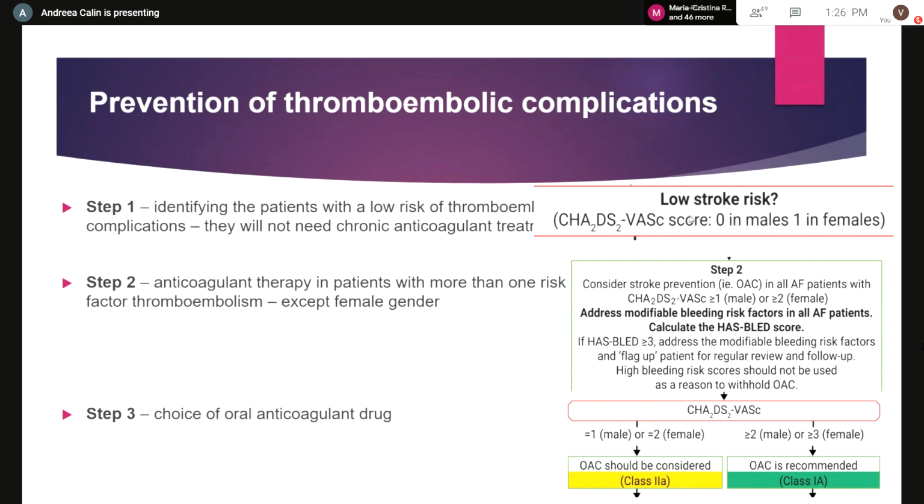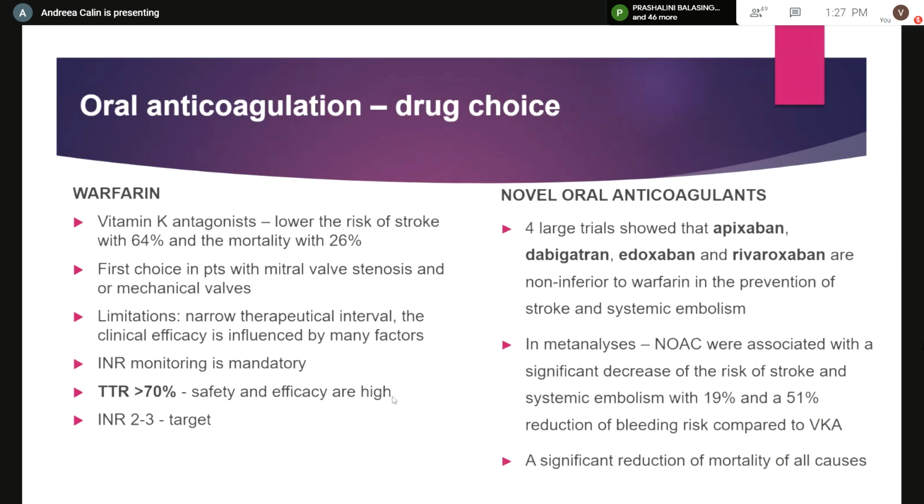But if the CHA2DS2-VASc score is above 1 in males and above 2 in females, then we should think about anticoagulant therapy in this patient. And we also have to address these bleeding risk factors in all patients. And then, if we consider giving anticoagulant treatment in these patients when the score is 1 in male or 2 in female or above these values, then we should choose a drug to be given on the long term.